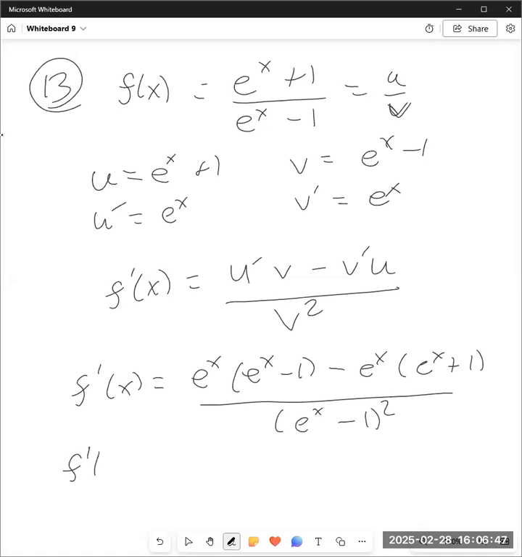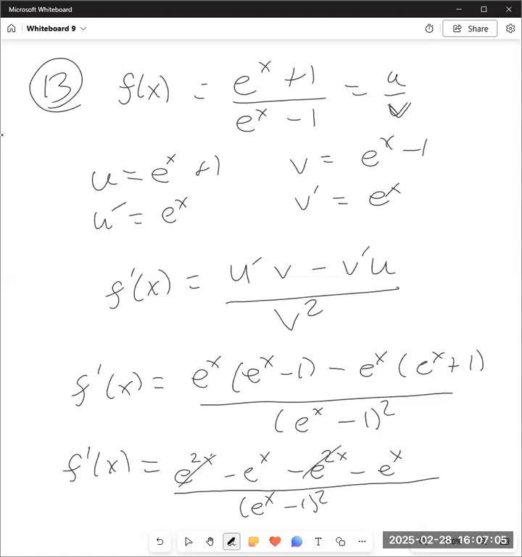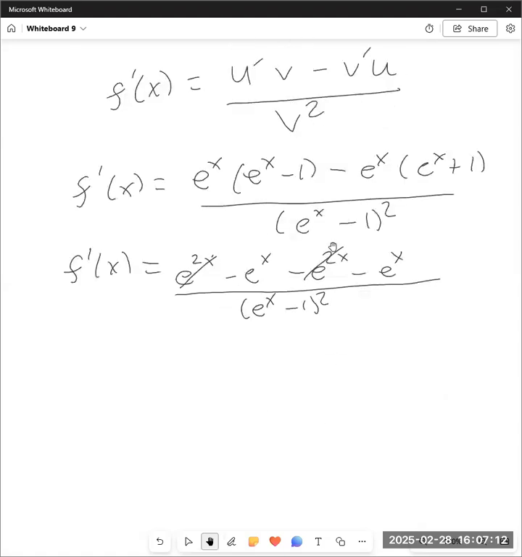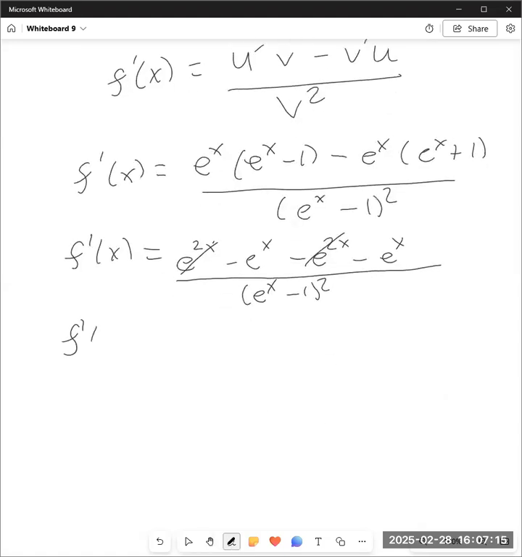So f prime of x is e to the 2x minus e to the x minus e to the 2x minus e to the x over e to the x minus 1 squared. And e to the 2x and negative e to the 2x will cancel. That leaves me with a derivative of negative 2e to the x over e to the x minus 1 quantity squared.